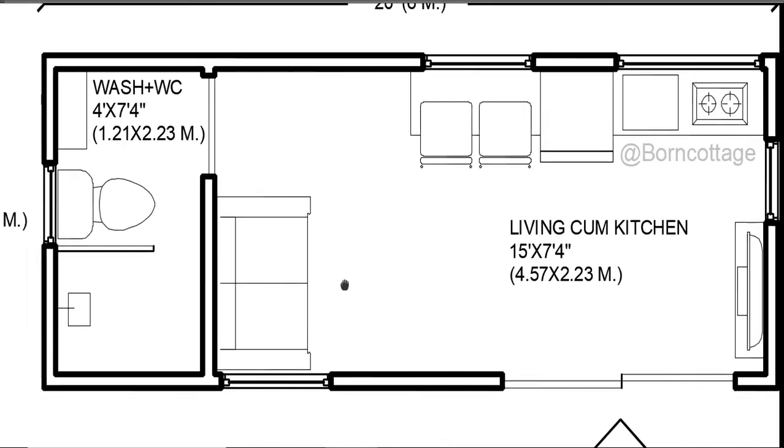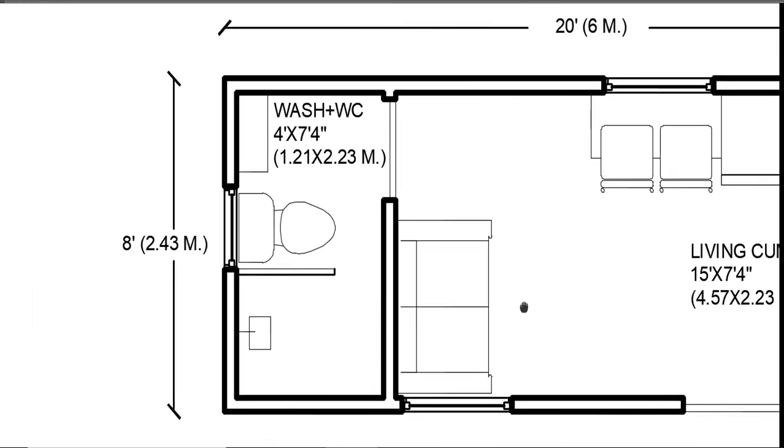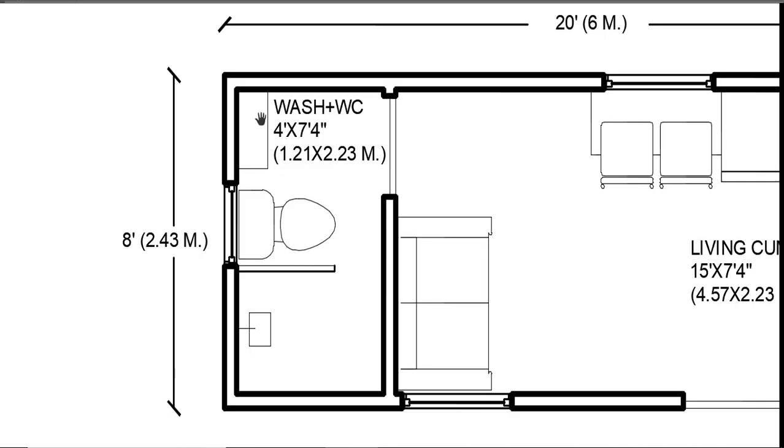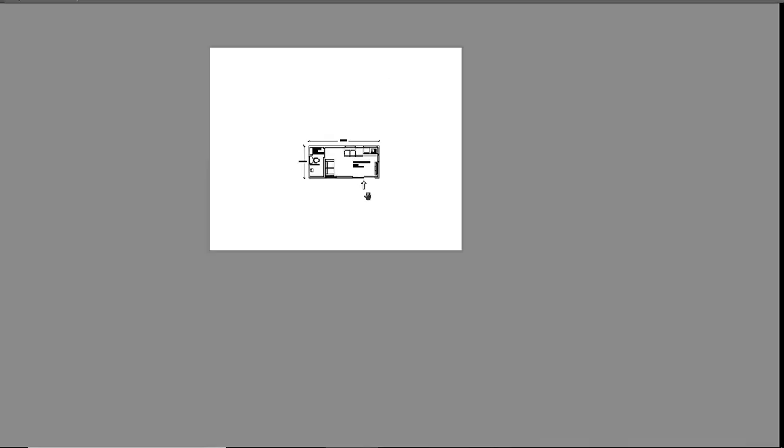After that we'll go on the left side. So we have common use washroom plus water closet here. You can see here the wash basin, water closet and the shower area, and we have a ventilator for ventilation of this washroom. So this is the floor plan of the house you are watching on the screen.